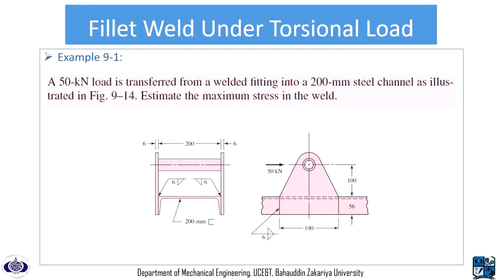So now we are going to solve example 9-1, and in example 9-1 we need to find the maximum stress in the weld, and for that we will need to find the type of weld, whether it is a fillet weld or a groove weld. We will also need to find the type of stress, for example whether it is normal stress, shear stress or combined loading.